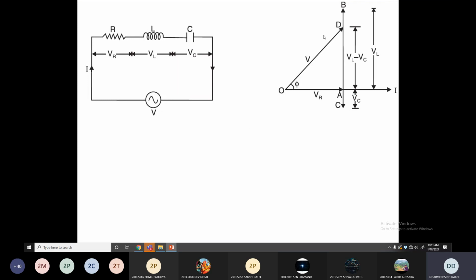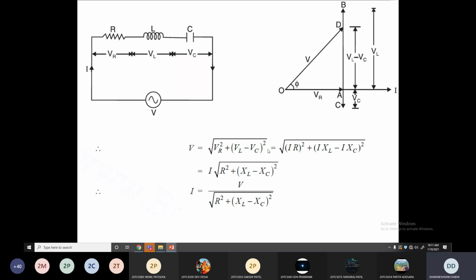So what is the equation of supply voltage? From this trigonometry, how to write down the equation of voltage? V is equal to what? The vector summation of VR and VL minus VC. So it is the square root of VR square plus VL minus VC whole square. You can see here, the vector summation of OA plus AD: VR square plus VL minus VC whole square.